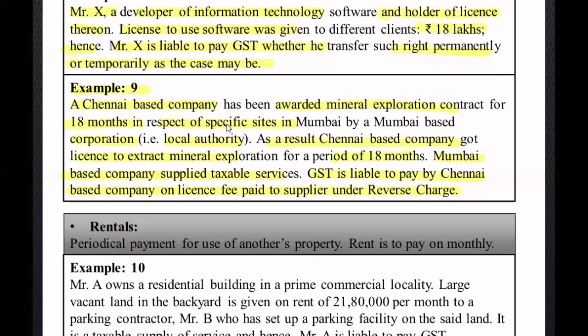So what they are saying is that a Chennai-based company has been awarded a contract. If they have been awarded a contract, do you think it has been done free of cost? Definitely not. They would have charged something. So whatever they have charged is a business of licensing, because he's giving license to the Chennai-based company that at this location you can do mineral exploration for 18 months, and this is the price. So whatever price they are taking, that will be under taxable scheme. Reverse charge. What actually is the reverse charge? Hold a bit.